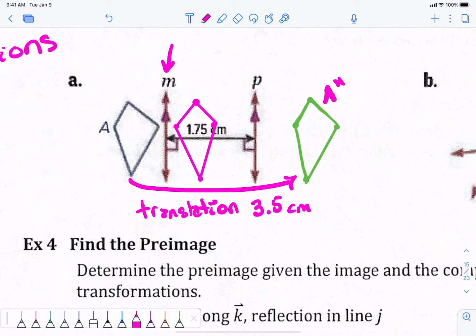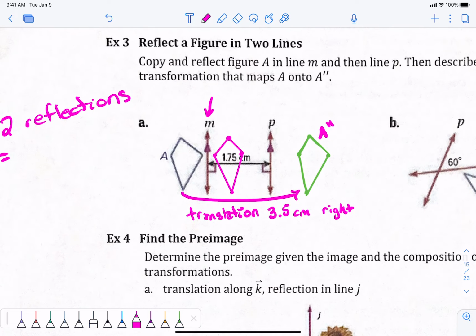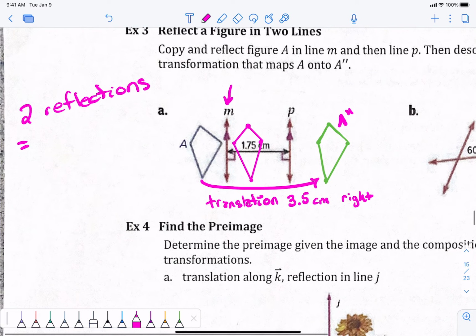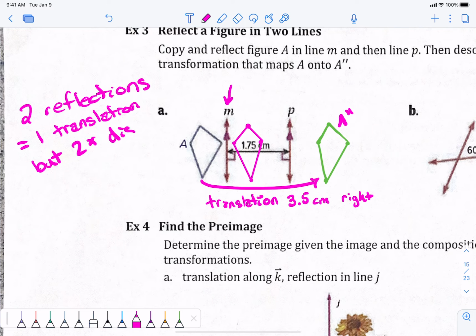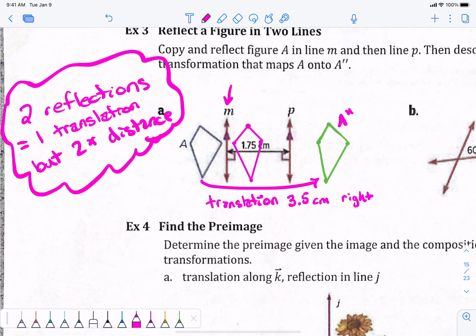3.5 centimeters. He is slid to the right. So I could just slide him that many units in whatever direction they're asking me to do, right? Translation 3.5 units right. So 2 reflections across parallel lines equals 1 translation, but 2 times the distance. Circle that really big because that's going to be the important part.